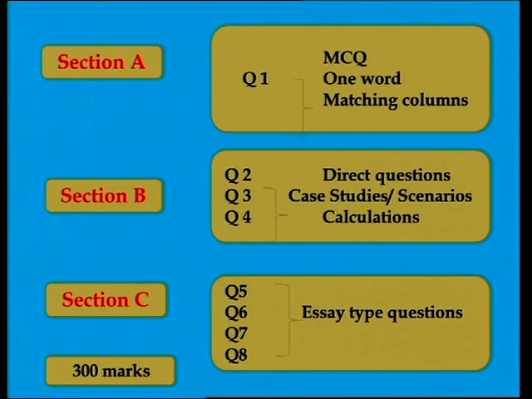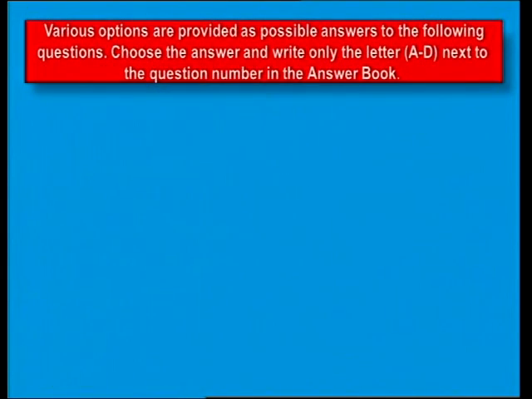Okay, Melanie, right, let's get the ball rolling. You said we are going to concentrate on section A type questions. Yes. Okay, so the first instruction, what does that instruction say? Learners, the first instruction is something that's not unfamiliar but needs to be read carefully. Various options are provided as possible answers to the following questions. Choose the answer and write only the letter, options A or B or C or D, next to the question number in the answer book.